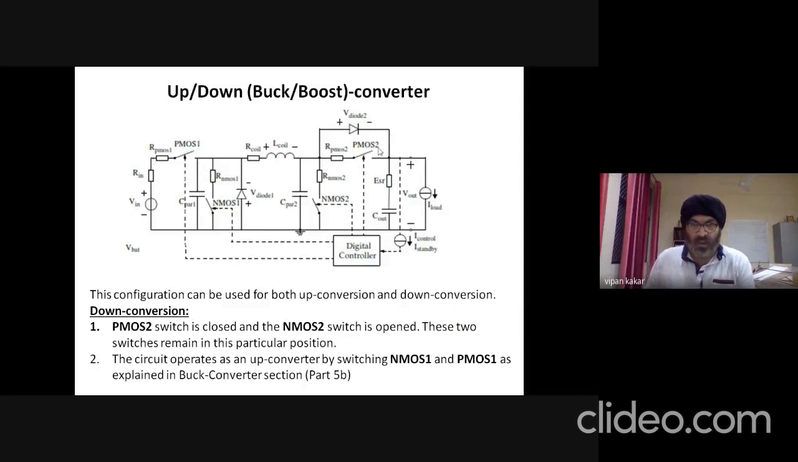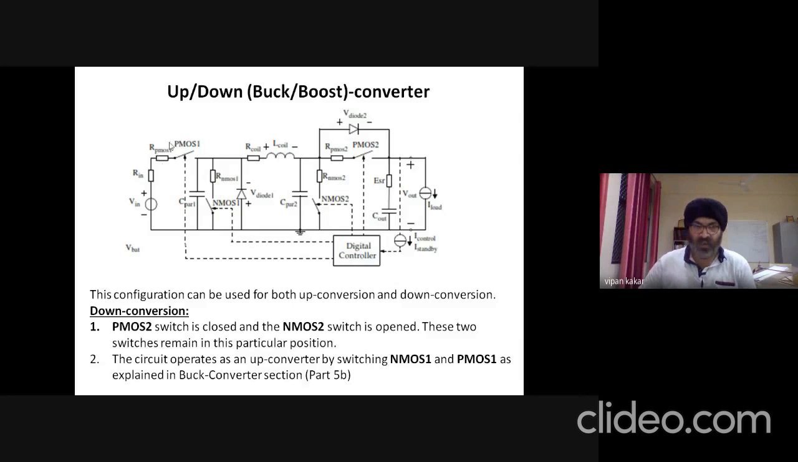Now, the same circuit to be configured for the buck conversion mode or a down conversion mode, where we have an output step down compared to the input. So what to do over here? PMOS 2 switch is closed, and NMOS 2 switch is opened and fixed. So PMOS 2 is fixed closed. It will not change until this circuit operates in buck conversion mode or down conversion mode. And NMOS 2 has to be fixed in off position.